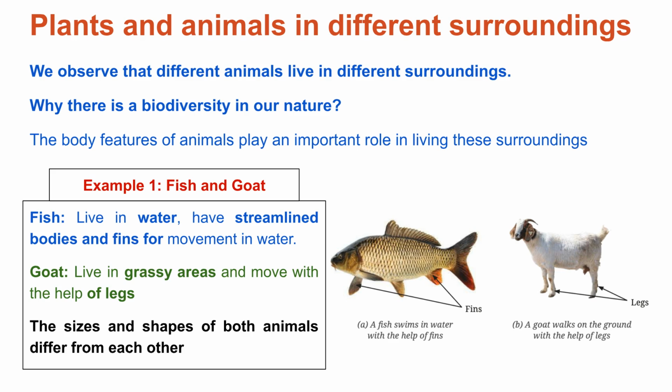For example, if we observe the fish and the goat body structure, then what we find is that fishes who live in water have a streamlined body and they have fins on their body for movement in water. But the same type of structure is not present in the goat, which generally lives in grassy areas and moves with the help of legs. So these two animals differ in their size and shapes as well. So we can see that these two animals are very different and found in different surroundings.